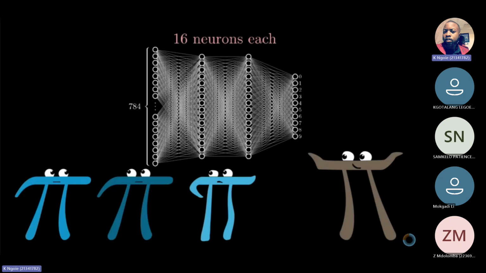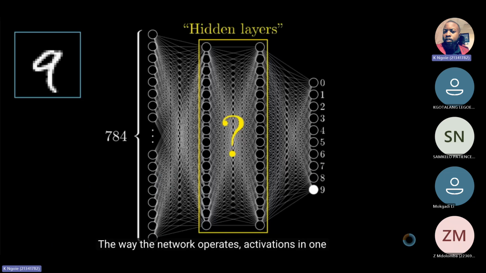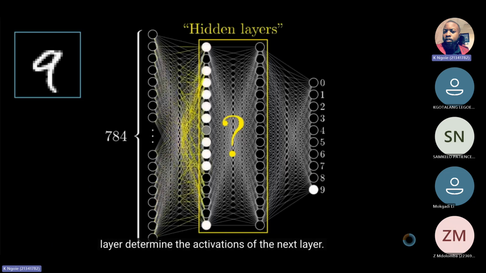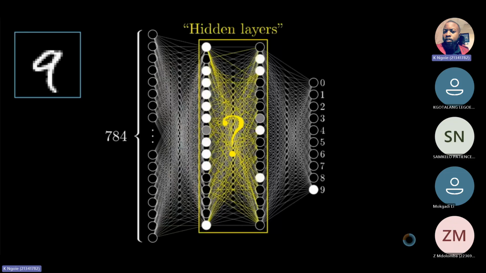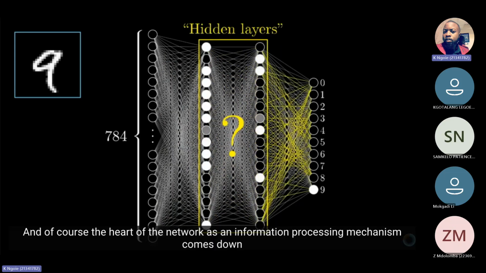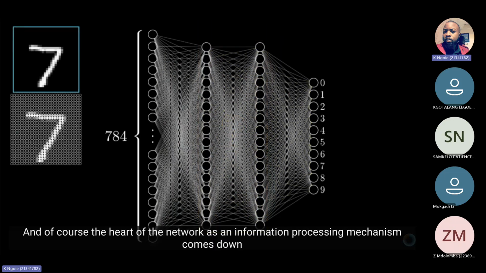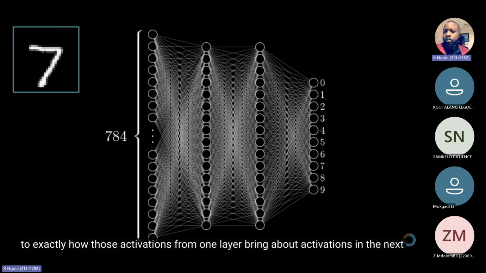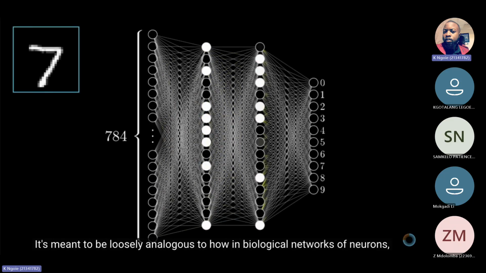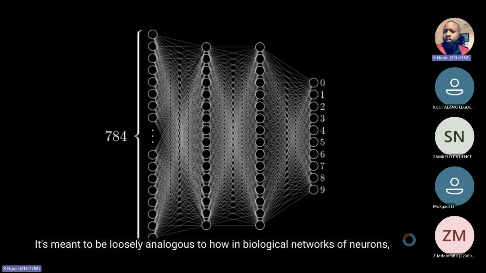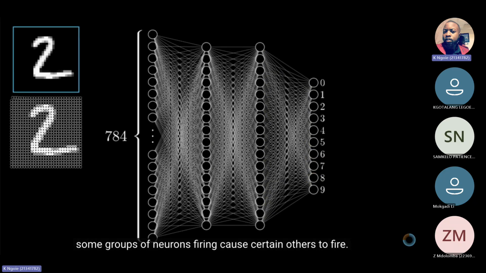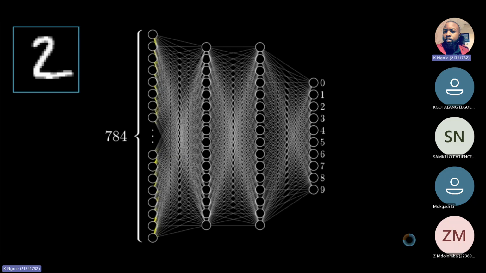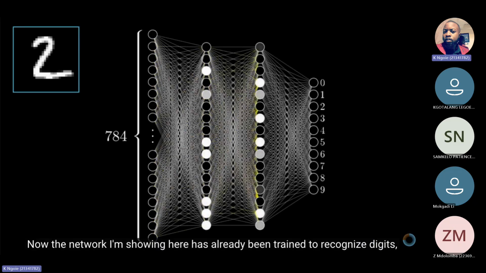The way the network operates, activations in one layer determine the activations of the next layer. And of course, the heart of the network, as an information processing mechanism, comes down to exactly how those activations from one layer bring about activations in the next layer. It's meant to be loosely analogous to how in biological networks of neurons, some groups of neurons firing cause certain others to fire. Now, the network I'm showing here has already been trained to recognize digits, and let me show you what I mean by that.